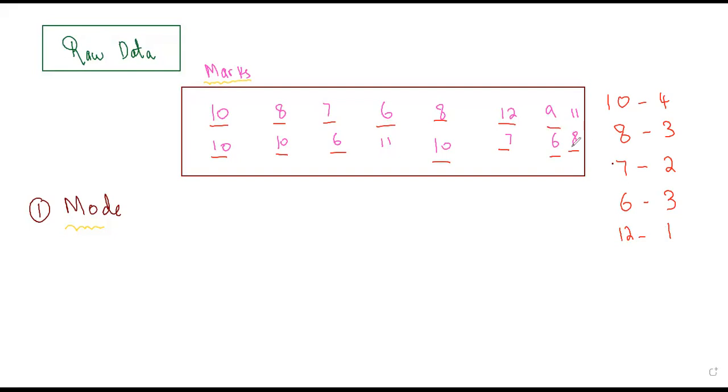Then if we talk about 12, 12 is coming 1 time. If we talk about 9, 9 is coming 1 time. If we talk about 11, 11 is coming 2 times. Okay, so the most repeated number out of all these is 10. 10 is coming 4 times. This means the mode of this data would be 10. Okay, it is basically the most frequent or most repeated number in the data.